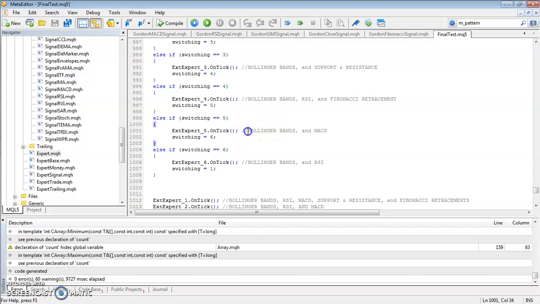Down here, same. It's a combination only for, so if Bollinger Bands and MACD signal at the same time to open a trade, it will open a trade regardless whether RSI, support and resistance, and Fibonacci retracements don't. And finally, Bollinger Bands and RSI together, if they both signal a good strong trade signal to open a trade, it will, regardless whether the other signals don't.